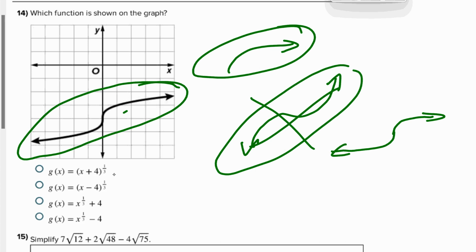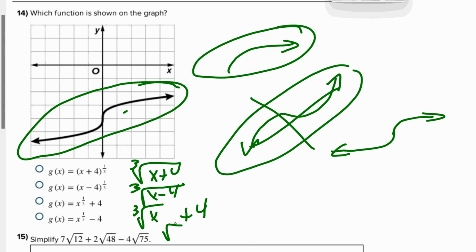And you remember on the inside, if we rewrite this, this would be the cube root of x plus 4. This would be the cube root of x minus 4. This one would be the cube root of x and then plus 4, and this one's the cube root of x minus 4. So we can see that it's this one because the outside just moves it down.